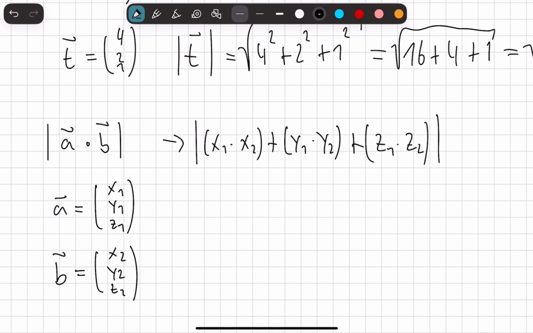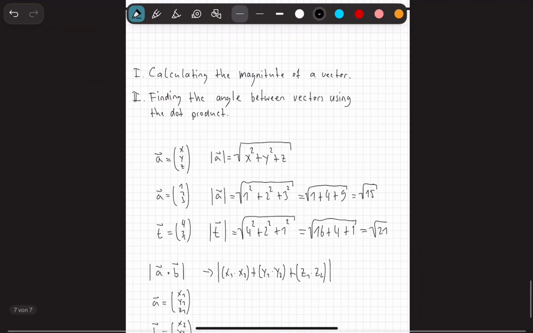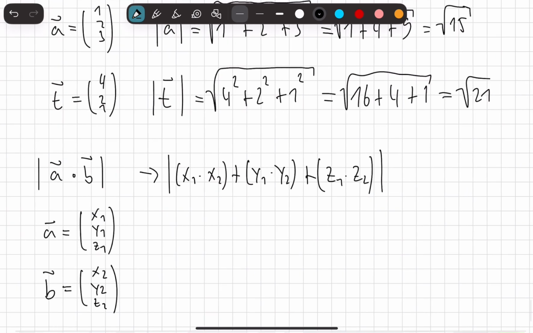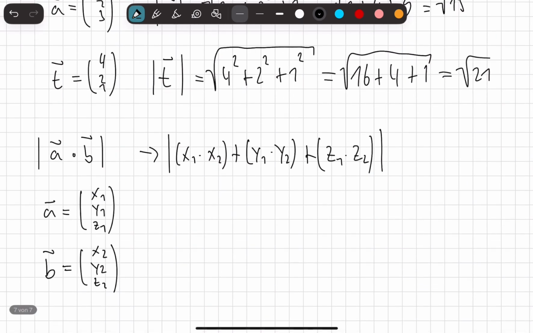If we want to find the angle between vectors using the dot product, we have to use this formula. So we have the cosine of, let's call it alpha, is equal to the dot product a dot b over the magnitude of the vector a times the magnitude of the vector b.